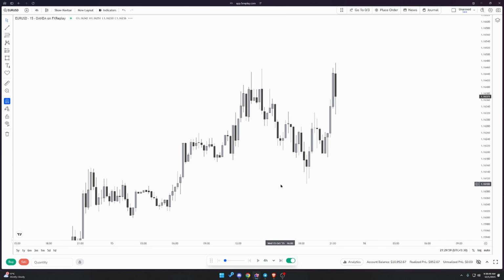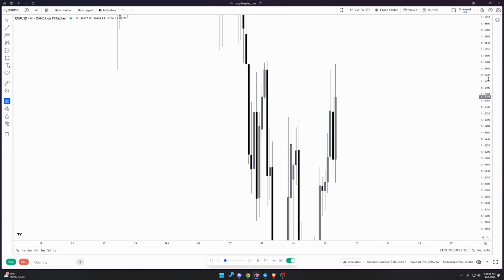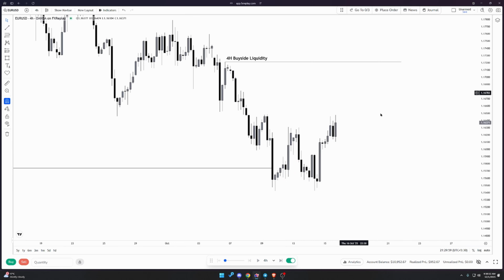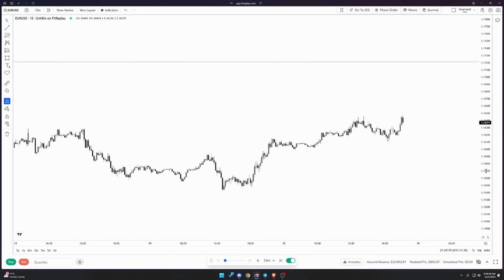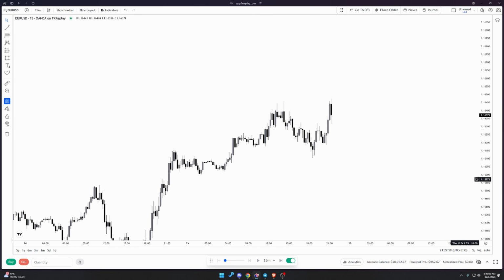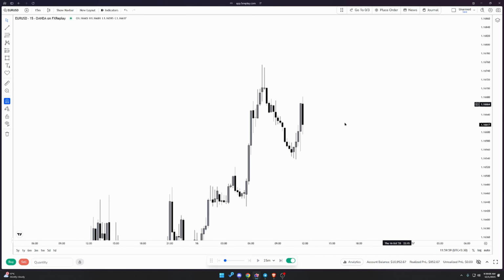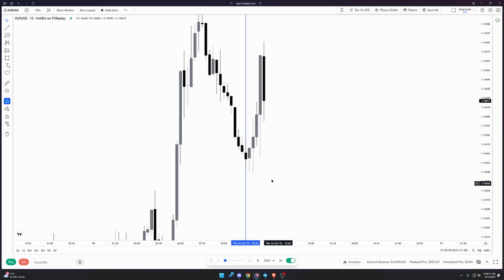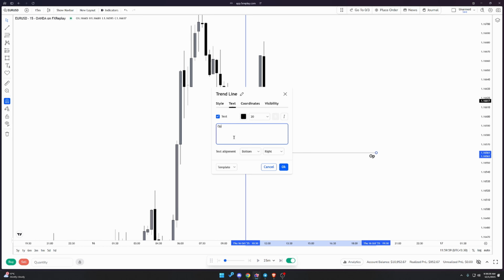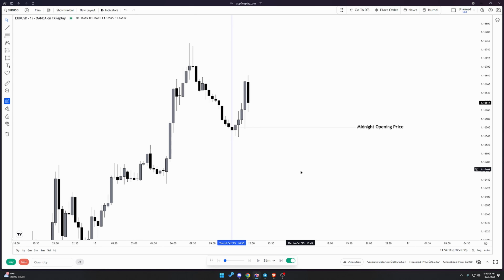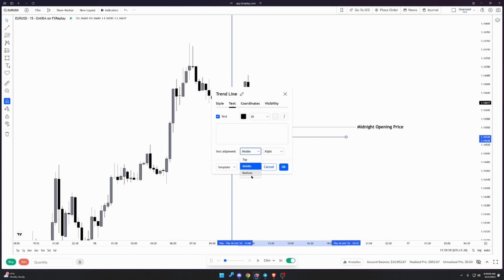Now let's check out our 4-hour time frame. Here you can clearly see that the buy-side liquidity is not swept, so our bias still stays bullish. Now let's shift back to the 15-minute time frame and wait for the next day to open. So look here, we have our midnight open candle, so we will again mark out our midnight opening price. We are still expecting the price to go below the midnight opening price and sweep this sell-side liquidity.